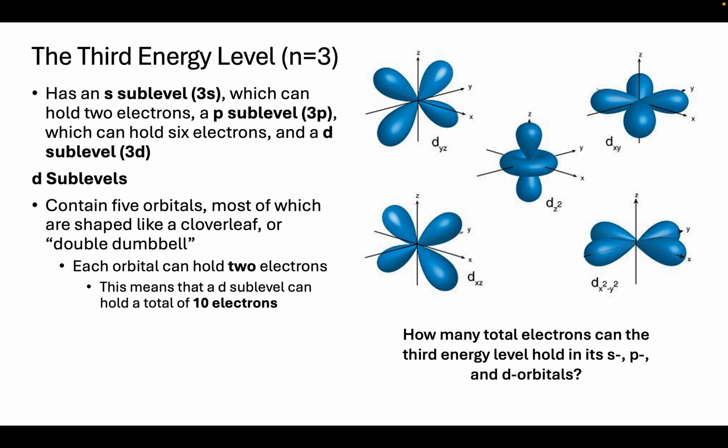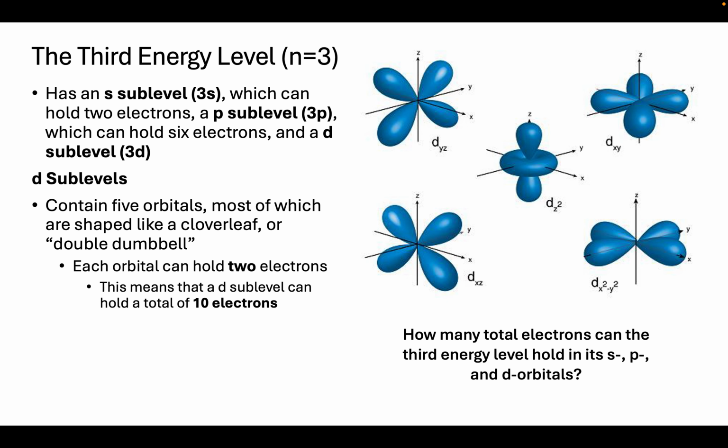The third energy level, or N equals 3, remember we said they all have an S sublevel, so we would call its S sublevel 3S, and that one can hold 2. It also has a P sublevel, we would call that one 3P, and we know the P sublevels can hold 6 electrons, but in addition to those, it has a D sublevel, which we would call 3D. So let's learn about those. The D sublevels contain 5 orbitals, most of which are shaped like a double dumbbell. You could look on the side. There's that weird one in the middle.